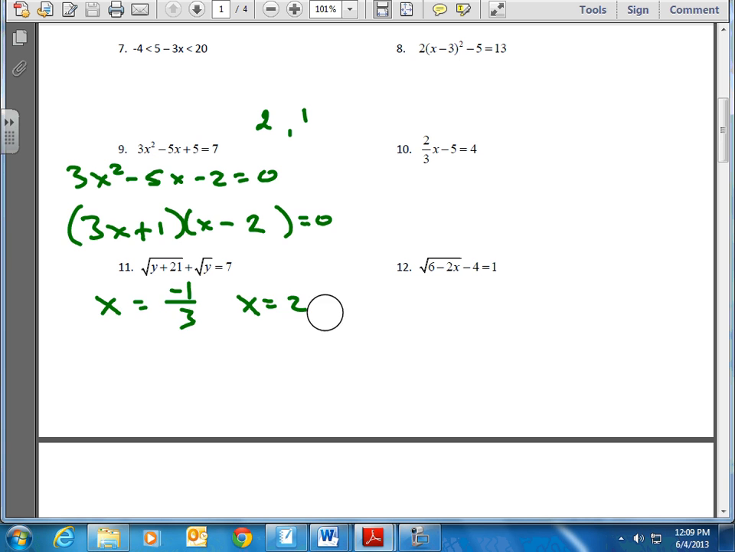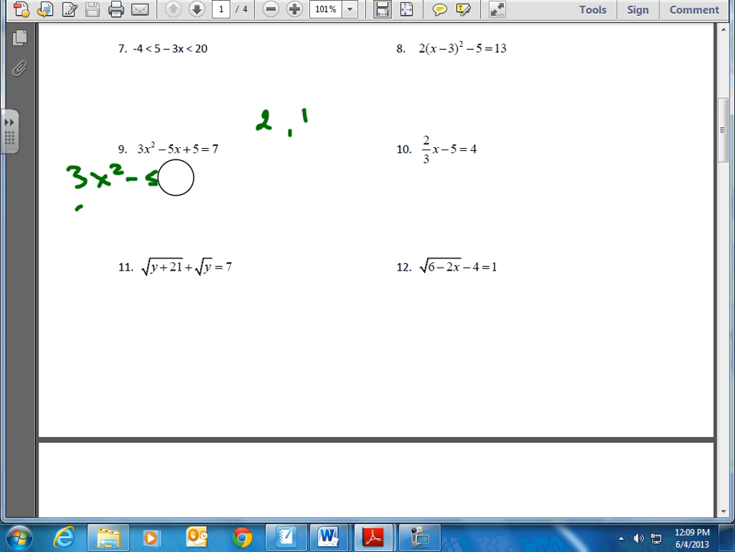Question 10. First step, recognize it's a linear equation. My goal, simplify the left-hand side, simplify the right-hand side as much as possible. Done. Step 2, arrange it so that all the x's are on one side, all the constants are on the other. Get rid of the 5. Add 5 to both sides. So 2/3 x has to equal 9.